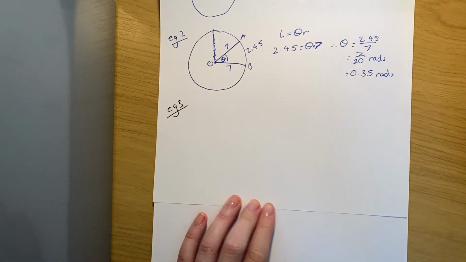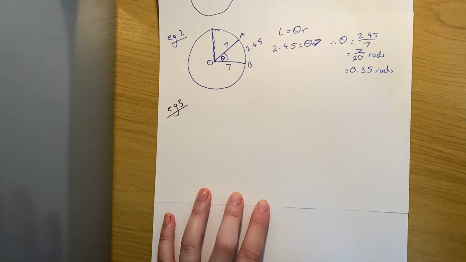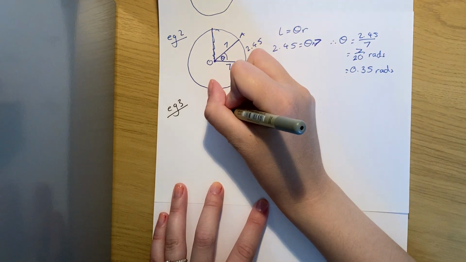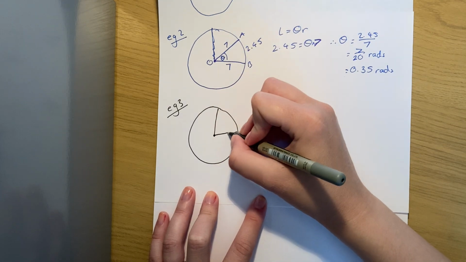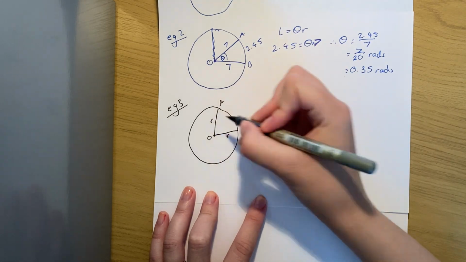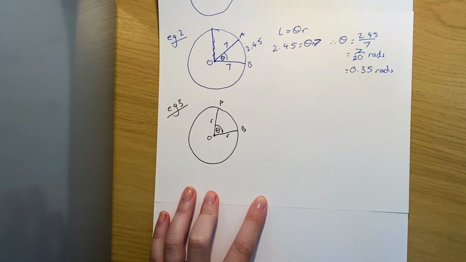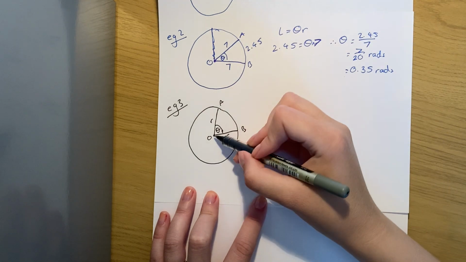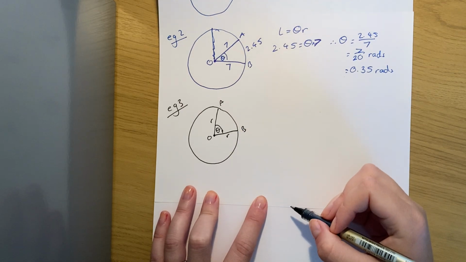Example number 3. We've got a few examples because I want to start to get a bit more problem solving. An arc AB of a circle with centre O and radius R subtends an angle of theta radians at the centre O. The perimeter of the sector AOB is P centimetres. Express R in terms of P and theta.